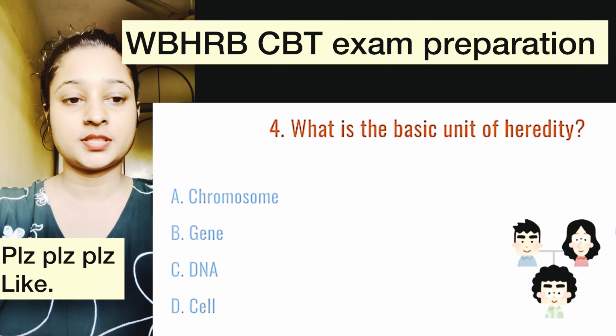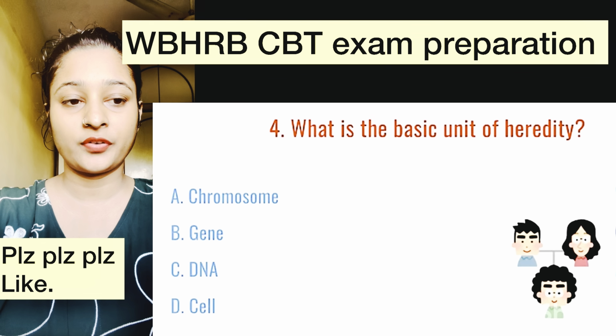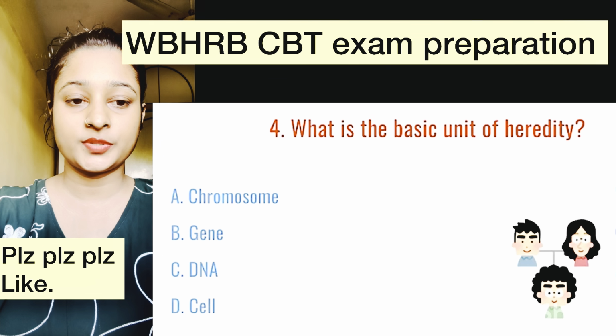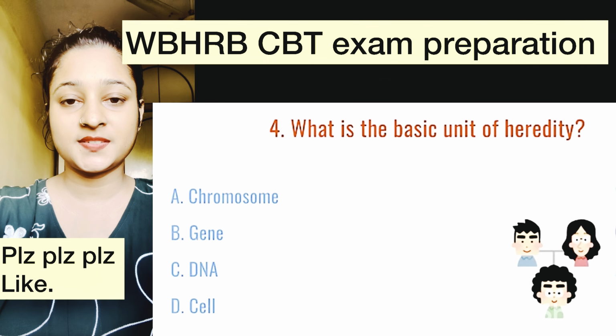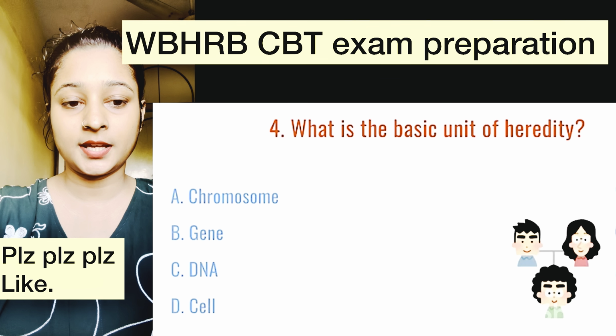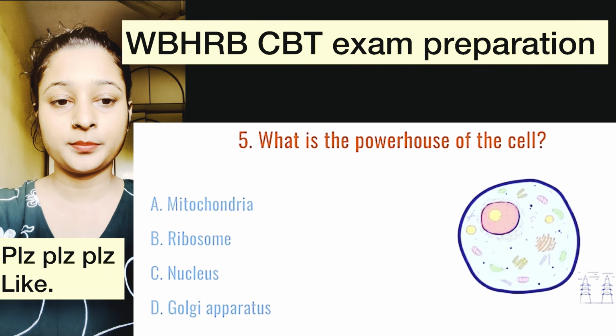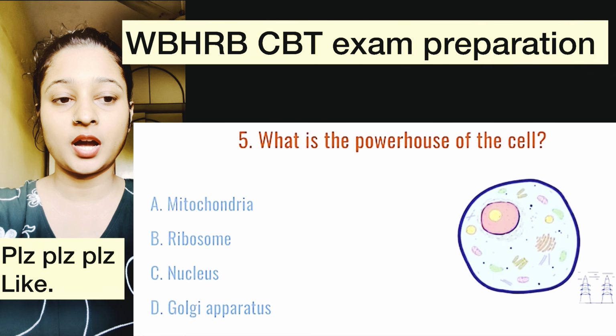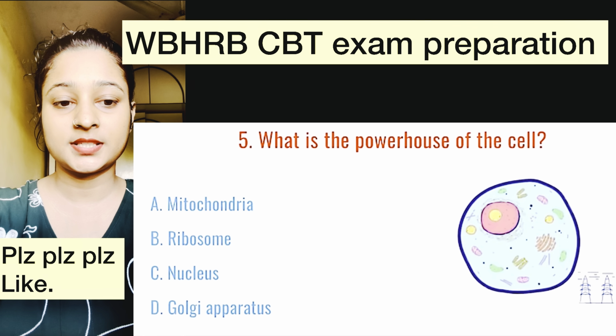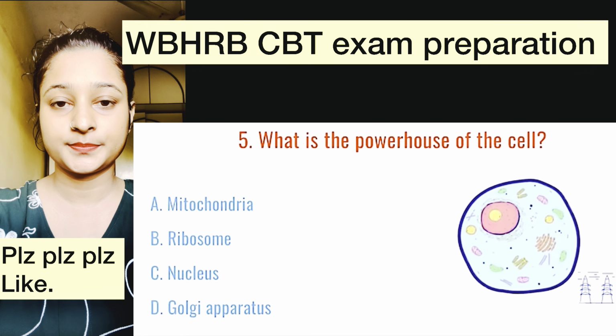Question number 4 is what is the basic unit of heredity? Here option A is chromosome, option B is gene, option C is DNA and D is cell. Here correct option is option B, gene. Question number 5, what is the powerhouse of the cell? Option A is mitochondria, B is ribosome, C is nucleolus and D Golgi apparatus. Here correct option is option A, mitochondria.